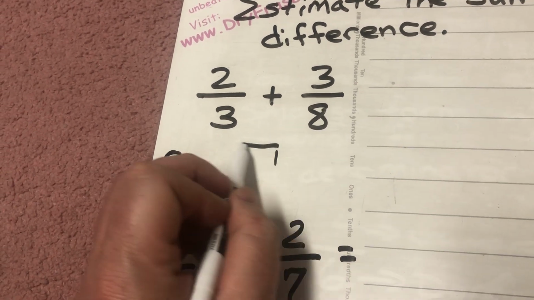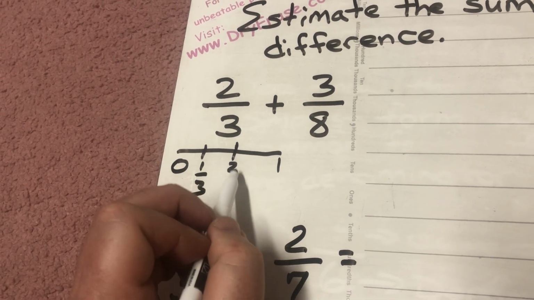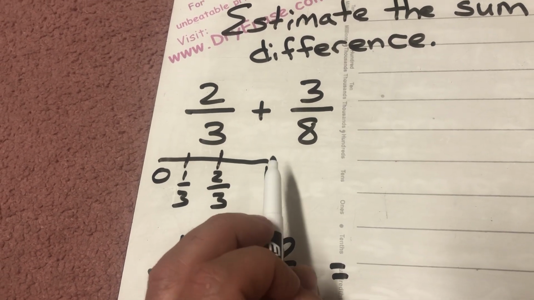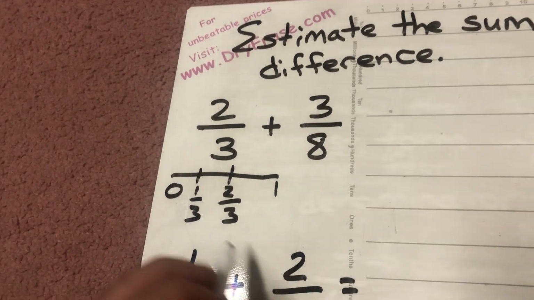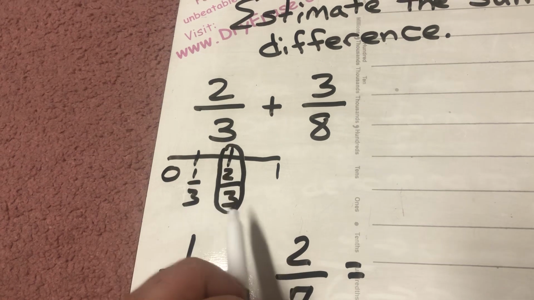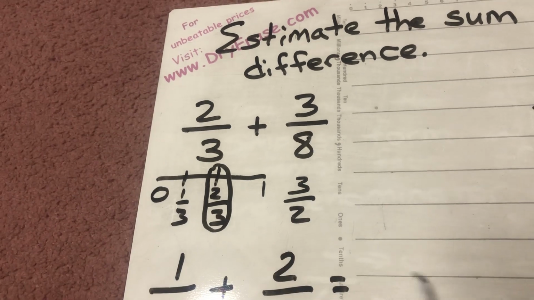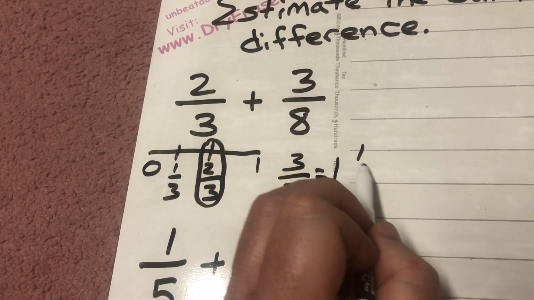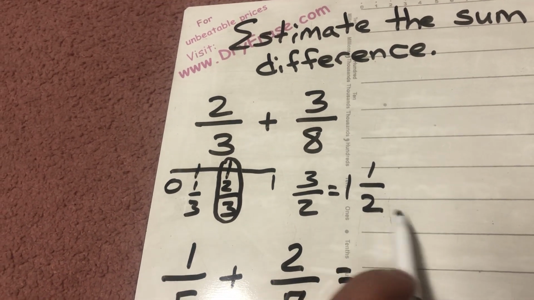0, 1, 1/3, 2/3. I don't need to put 3/3 because I know that when the numerator and the denominator are the same, like 3/3, it's 1. So the fraction in question is 2/3. And if I want to figure out where halfway would be, remember what I do. I divide by 2. Well, 2 can go into 3 one time. If I take 2 into 3 one time, there's 1 left over. My denominator here is 2, so it's 1.5.